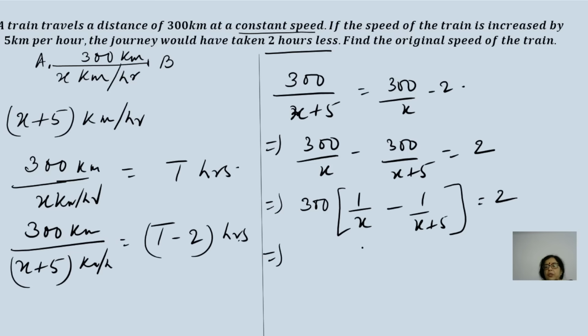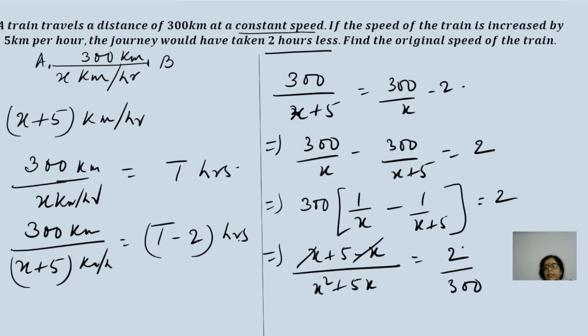So this becomes, taking the LCM over here, x plus 5 minus x by x squared plus 5x is equal to 2 by 300, shifting 300 there. This x and this x get cancelled. 2 and 300 becomes 150. So we are left with x squared plus 5x is equal to 150 into 5, that is 750. So we are getting this equation x squared plus 5x is equal to 750. We can easily rewrite this as x squared plus 5x minus 750 is equal to 0.